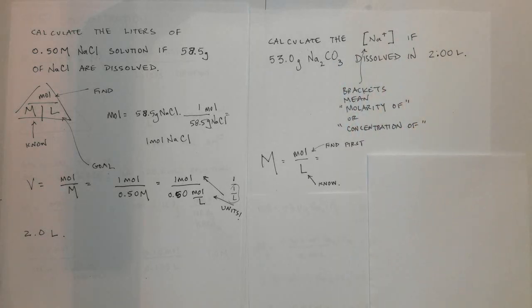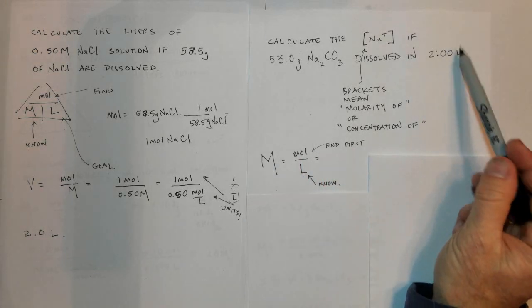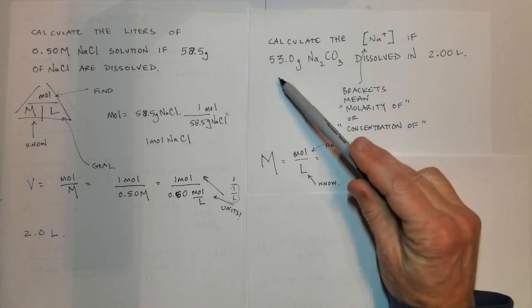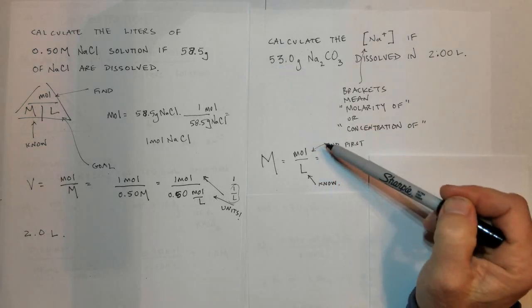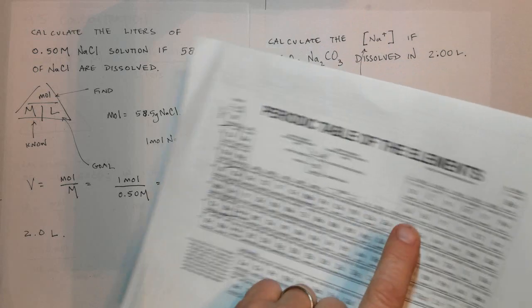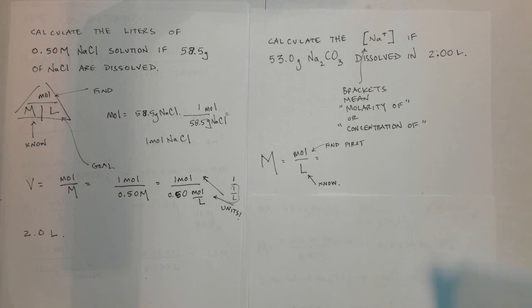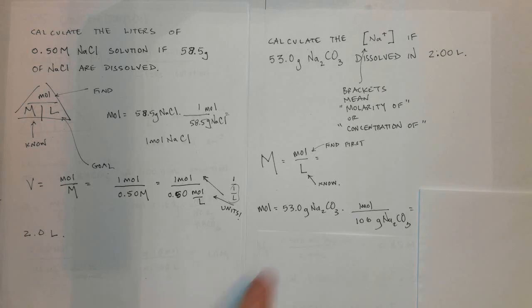So first of all, write down our equation. Molarity is equal to moles divided by liters. We know the liters right here. We're going to have to find the moles. We're given 53 grams, so we need to find the moles. So using our periodic table, we need to add up 2 Na's, a C, and 3 O's. I do that for you here. So 53 grams in 1 mole, there's 106 grams of Na2CO3. 53 divided by 106 turns out to be 0.5 moles of Na2CO3.